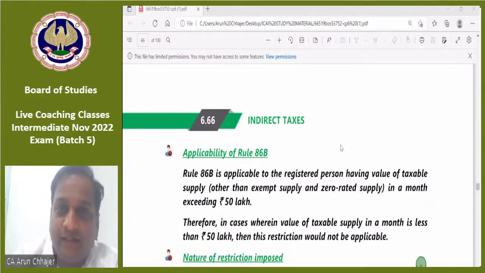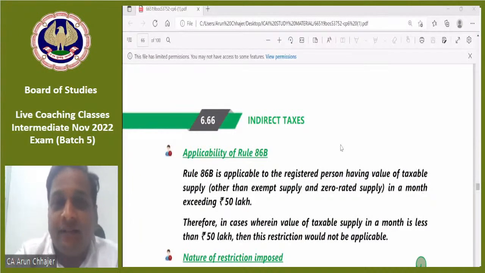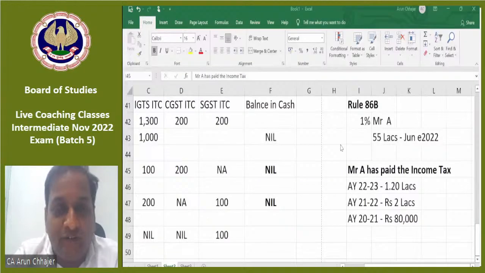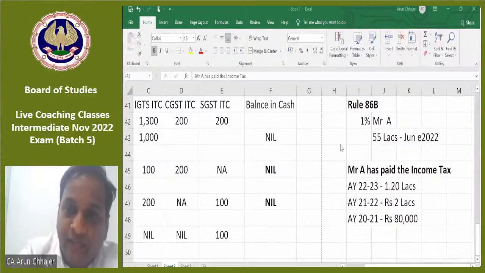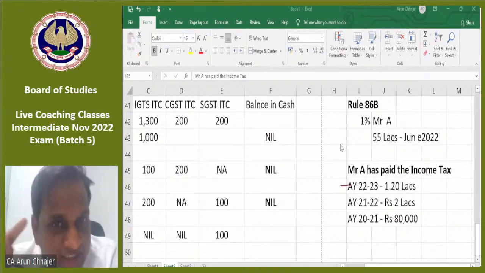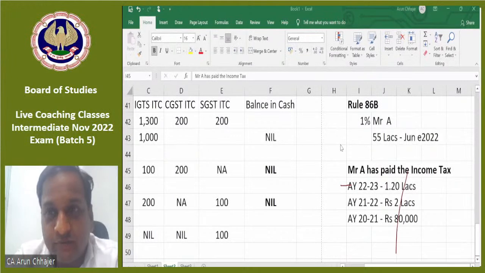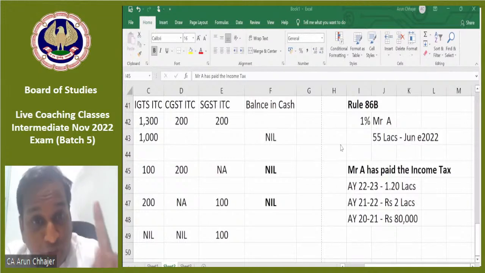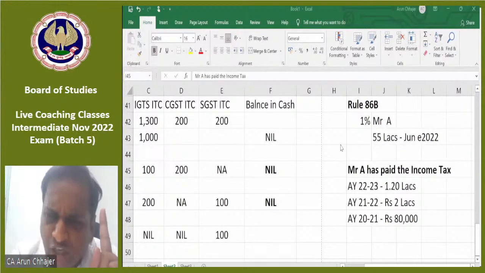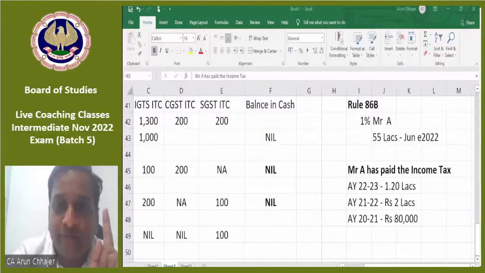Now in this case, let me go back to the provision. Whether the time limit for assessment year 22-23, the filing due date of the ITR, has been crossed. Whether the due date is expired or not, yes or no. Answer is no sir, it is not expired. Okay, it is expired. Yes, it is expired.